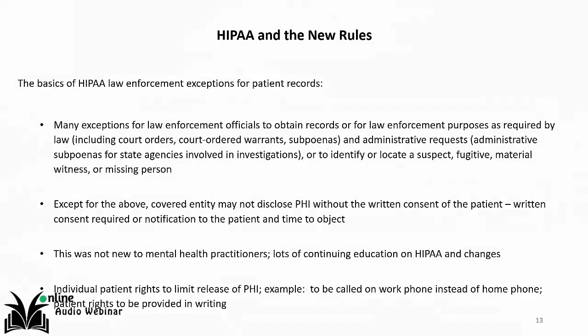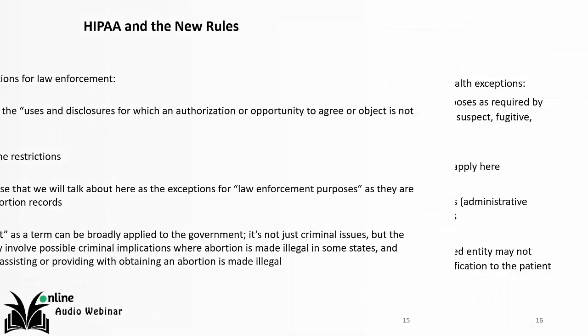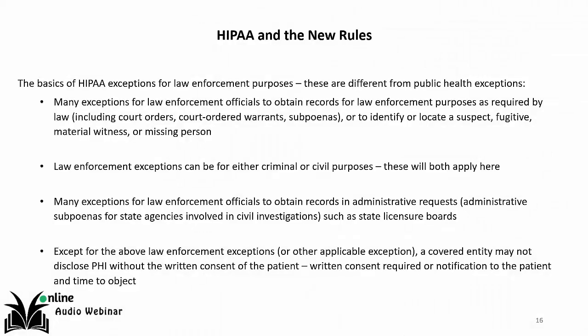There are many law enforcement exceptions to obtain records for law enforcement purposes, including court orders, court-ordered warrants, subpoenas, and administrative requests, administrative subpoenas for state agencies involved in investigation. So the HIPAA exceptions for law enforcement come under the uses and disclosures of PHI for which an authorization or opportunity to agree or to object is not required. There are still some restrictions. These are different than general public health exceptions, and you will see that in the new definitions for the HIPAA law. There are just many exceptions that law enforcement has.